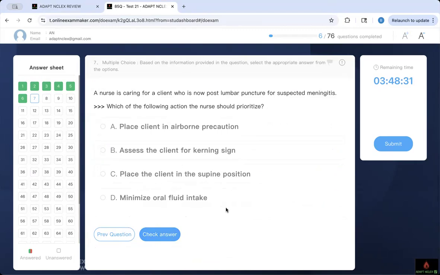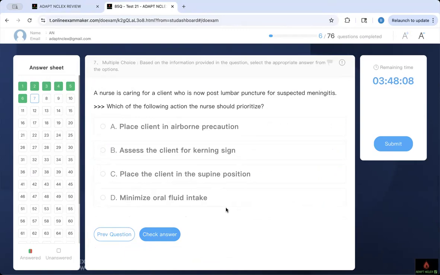And this is caring for a client who is now post lumbar puncture for suspected meningitis. We did lumbar puncture for suspected meningitis. Which of the following actions should the nurse prioritize? It's prioritization by neuro prioritization. After lumbar puncture, what should be your priority? What do you want to prevent? Prevent complication, risk reduction.